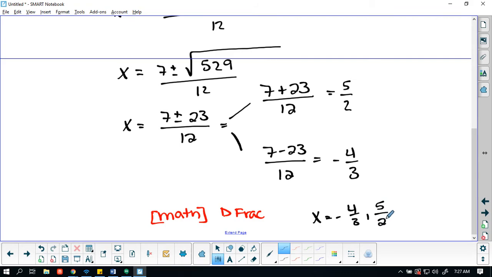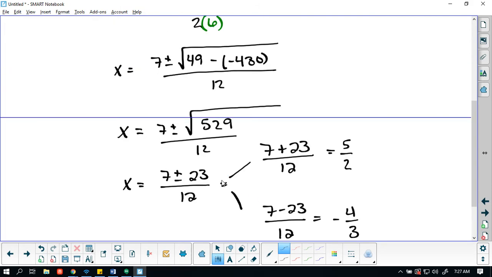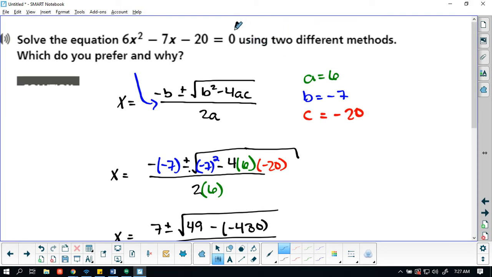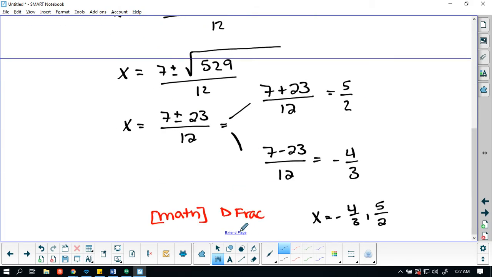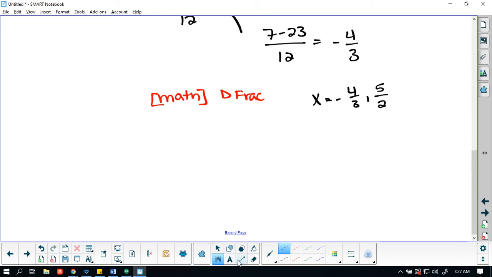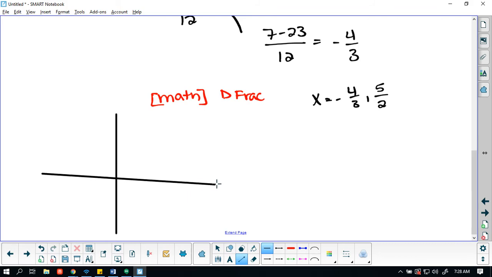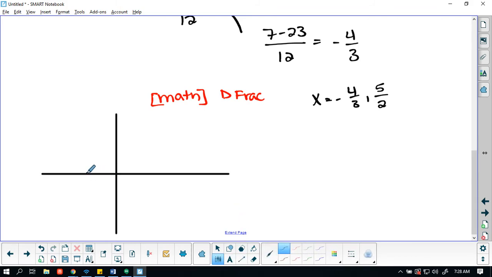And remember, when we talk about this being the solution, first of all, we do have to have this equal to 0. Even with the quadratic formula, you do have to have this equal to 0. Another thing this tells us is, again, where our zeros are. So this, again, is going to tell us where we cross the x-axis.